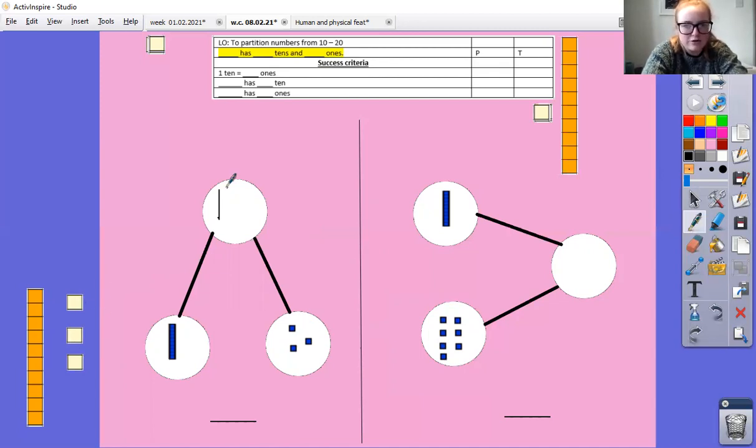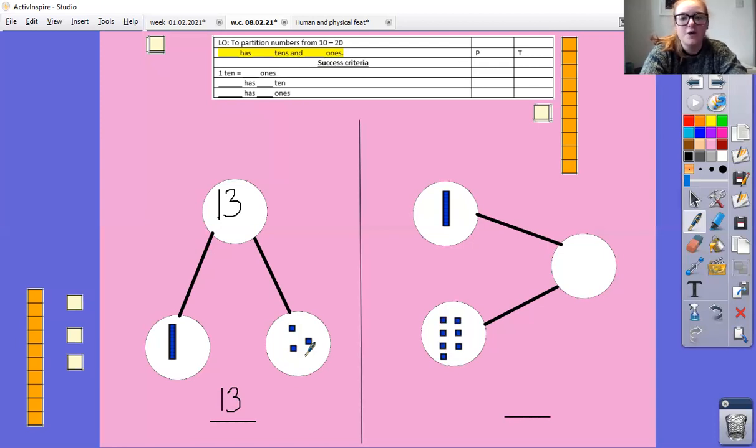And how do I represent that? Well, after my 110, I write 3 1s. So I've got 110 and 3 1s. What number is this representing? It's representing 13, because 13 has 110 and 3 1s.